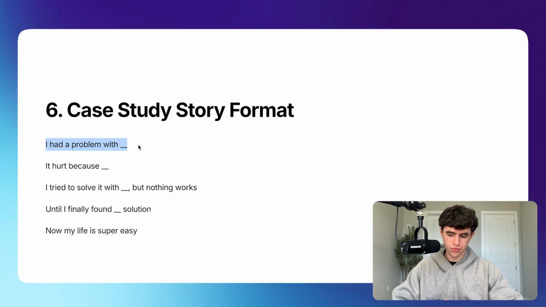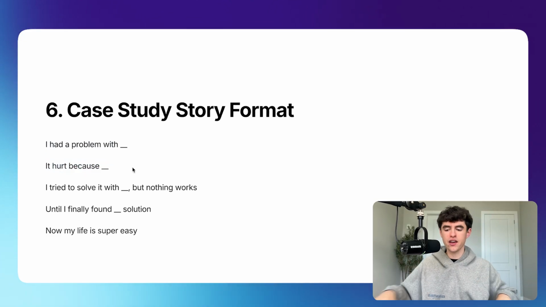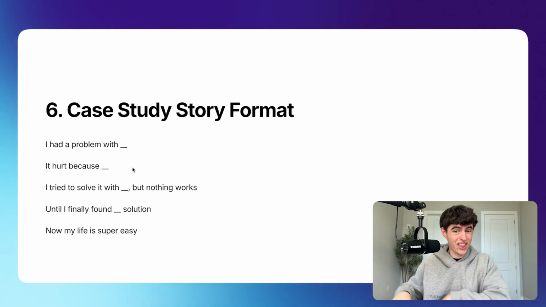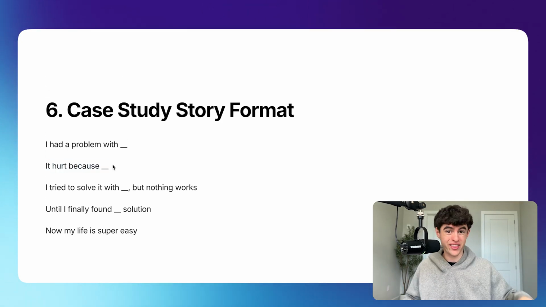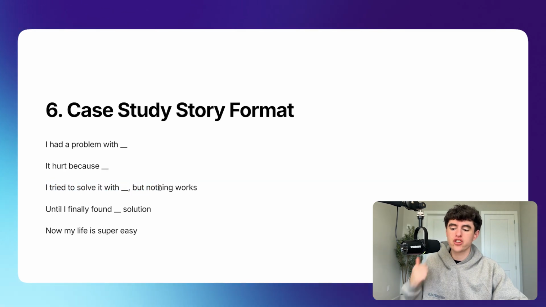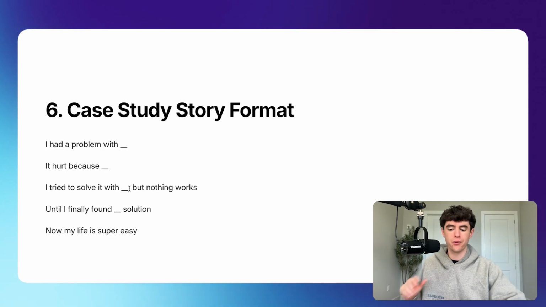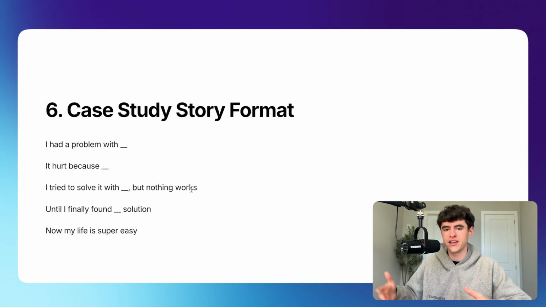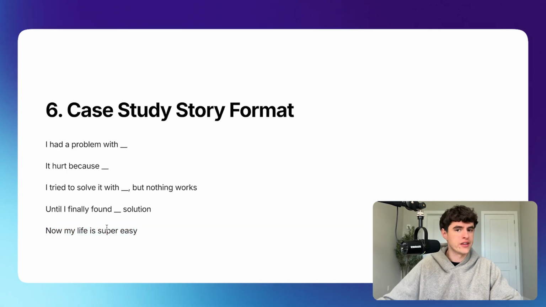You start off with introducing the problem that you originally had. It hurt because X, Y, and Z. So it's almost like a combination of a bunch of the different frameworks, right? You have a problem. This is addressing that you know your specific ideal profile. It hurt because this is going to resonate with that ideal customer. And then you actually tried to solve it with X, right? Things that they've already tried to do. This is further building that trust, but nothing's working until they finally found X or B, Y, D, whatever variable solution. And now my life is super easy, right?